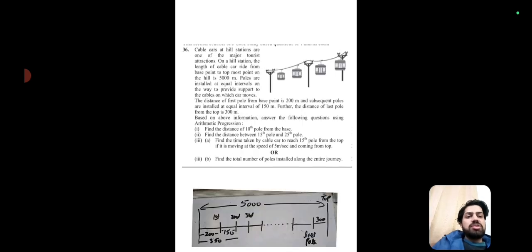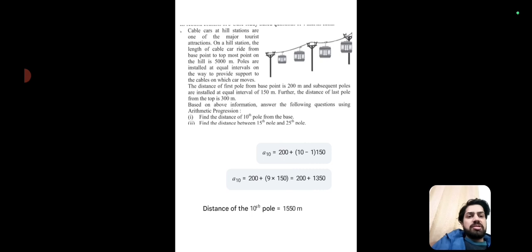We will use the formula A10, that is A plus 9D. Difference is 150. First term is 200. You will get A10 as 1550 meters. Let's move on to the second part.